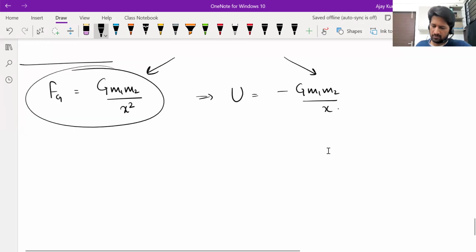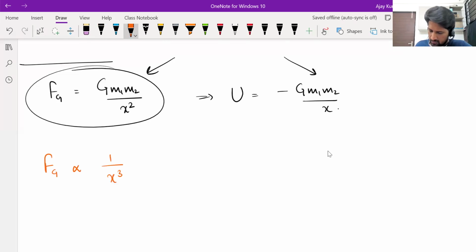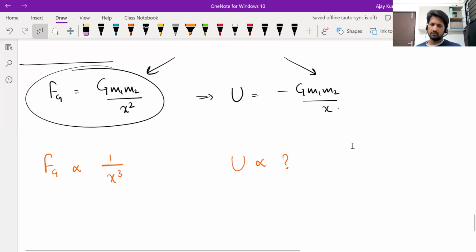Sometimes they ask you questions like this. Suppose gravitational force was proportional to 1 by x cube, then what will the gravitational potential energy be proportional to? How do you approach such problems? Without knowing the derivation, you can't do anything. You should know how to relate force to potential energy. From force, you calculate work. From work, you calculate potential energy.